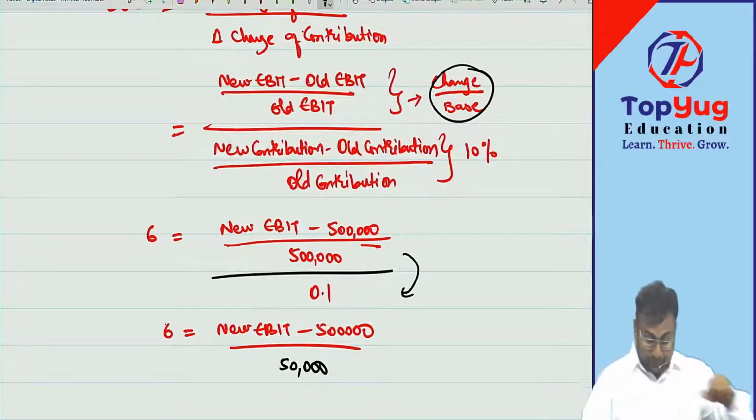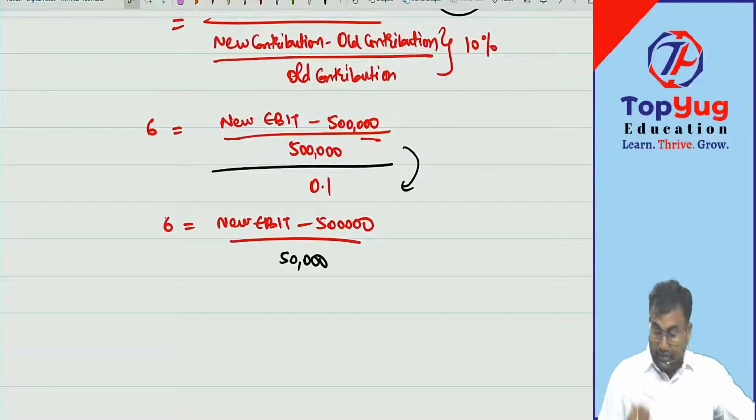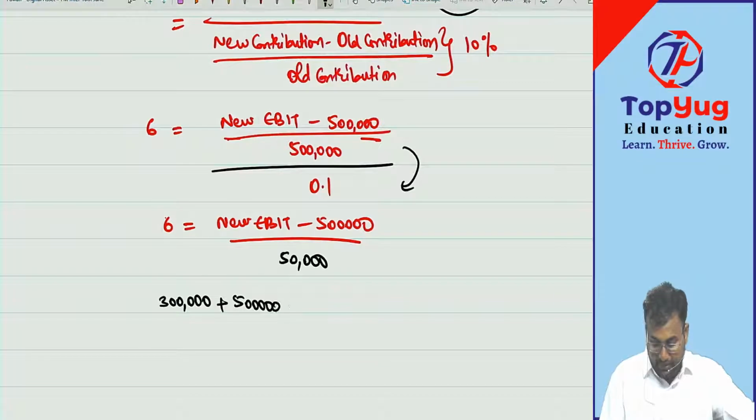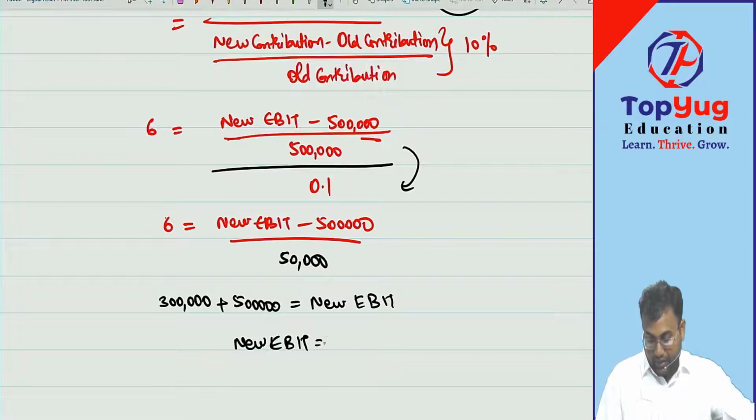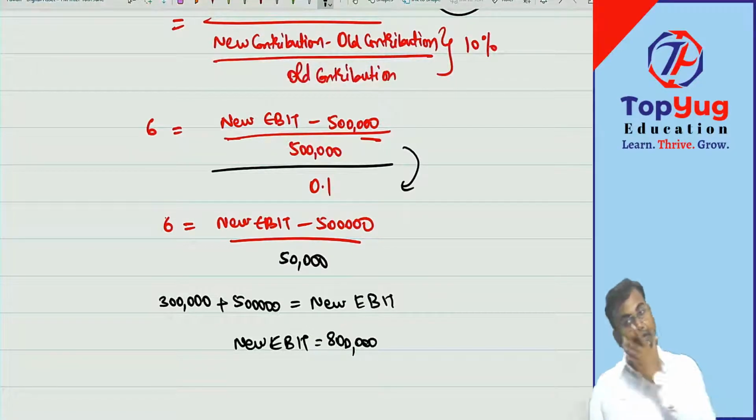Let us solve this further. So how much will it be? 6 5s are 3 lakhs. So 3 lakhs, I am just bringing this 5 lakhs this side, so it will be plus 5 lakhs, minus will become plus, is equal to new EBIT. Are we all good? So we have got new EBIT of 8 lakhs.